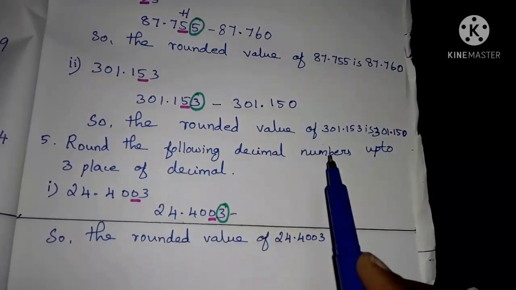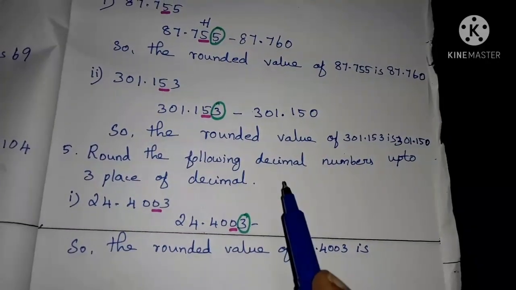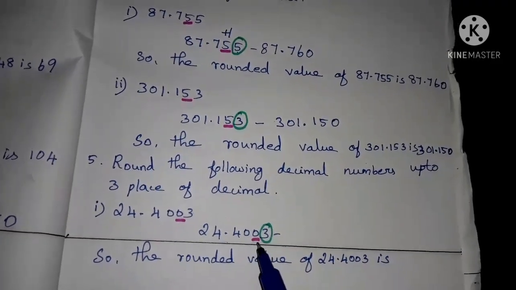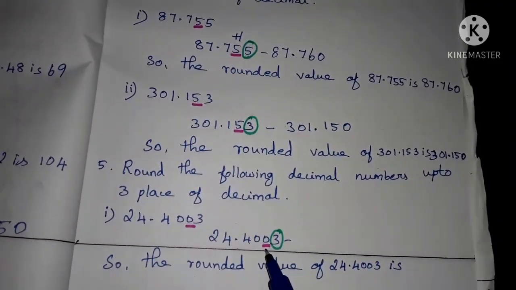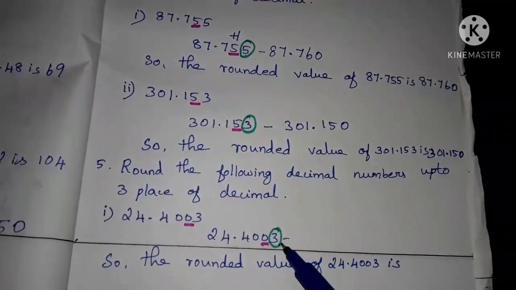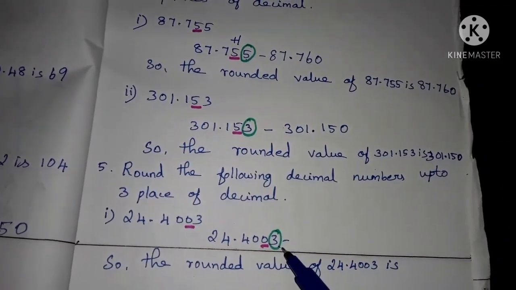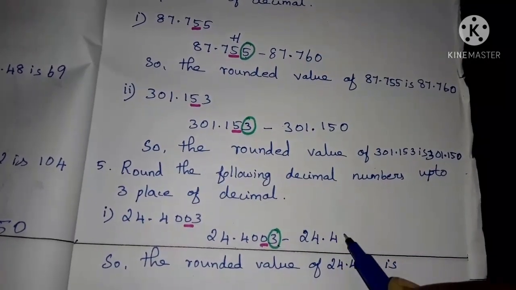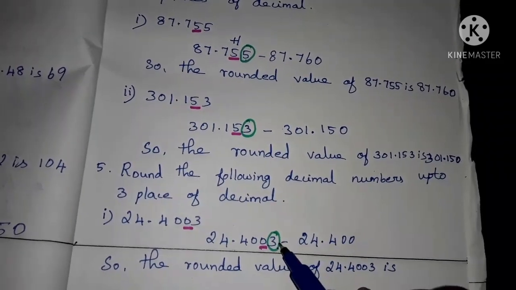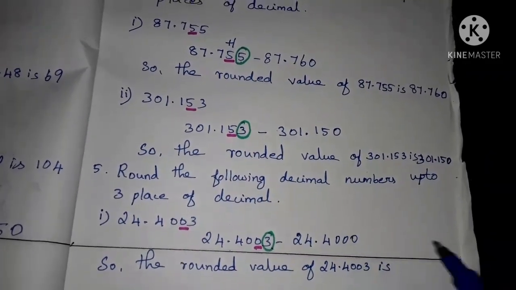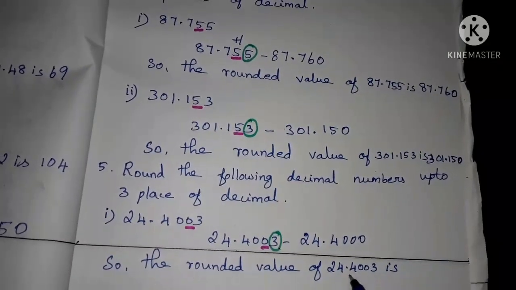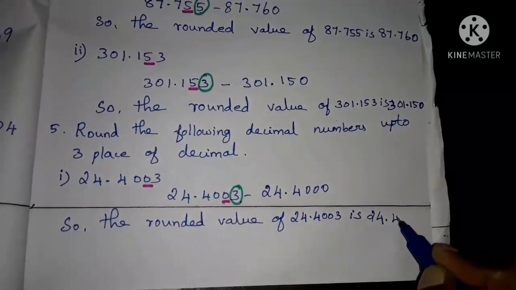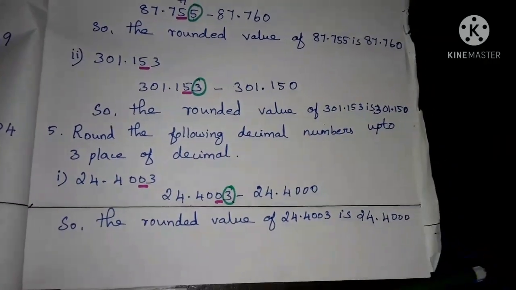Next, round the following decimal numbers up to 3 places of decimal. We need 3 places here, so we underline 1, 2, 3. The third place we underline. Then we look at the right side. Is it less than 5 or greater than 5? Yes, it is less than 5. So the left side remains the same. 3 is less than 5, so it becomes 0. So the rounded value of 24.4003 is 24.4000.